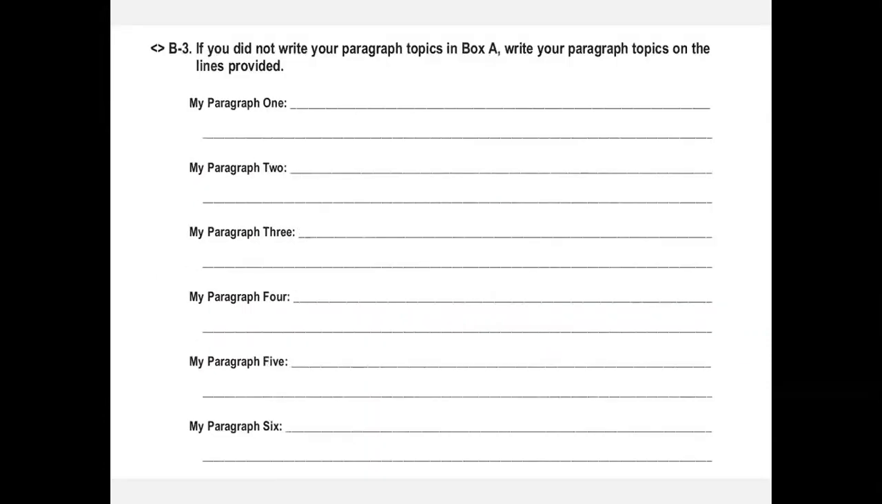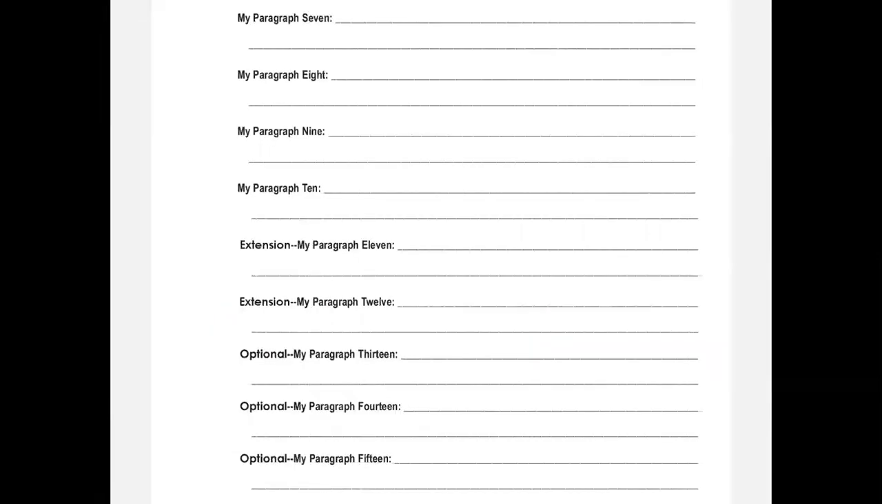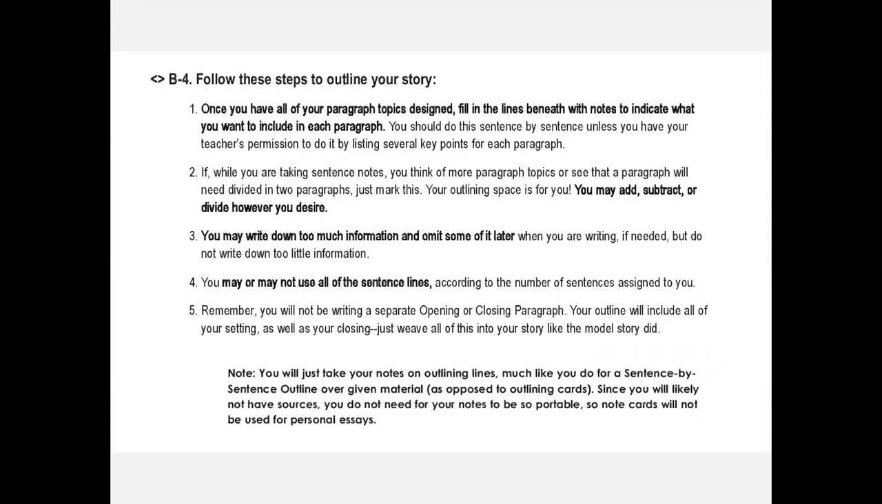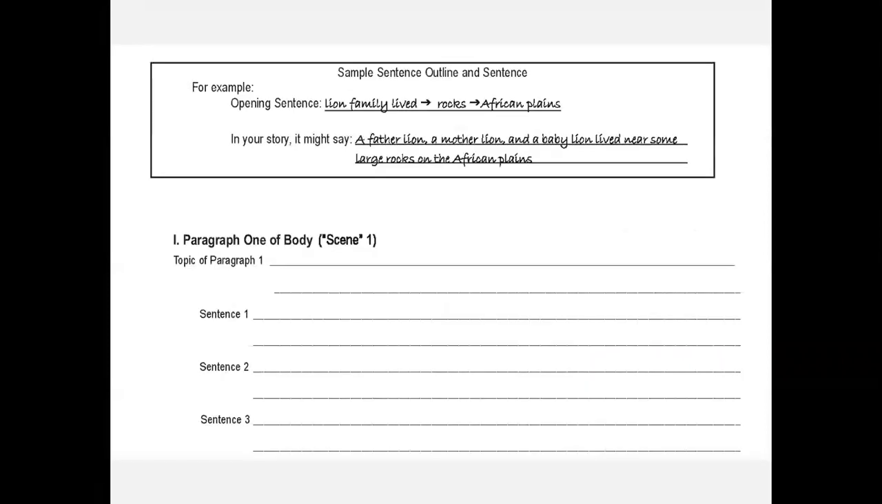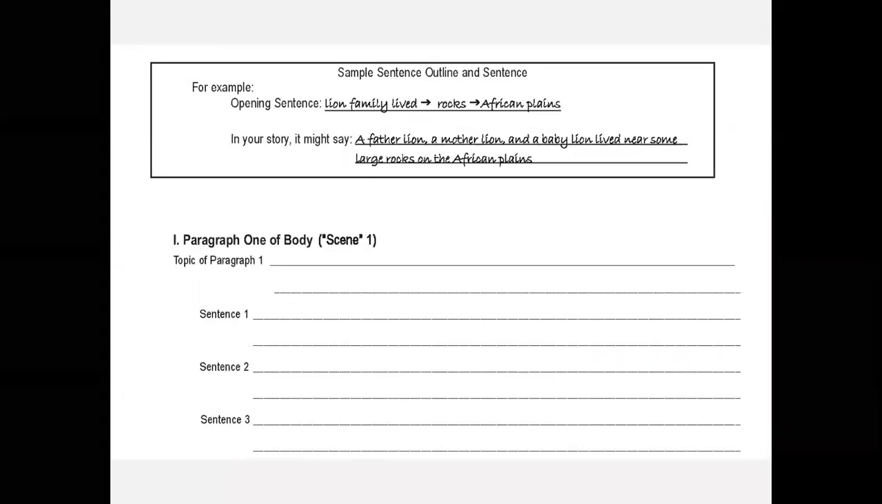So then they're going to put all of their paragraph / scene topics. I use that interchangeably when it comes to the twice told tales. They're going to put all of their topics right here together, their paragraph topic lines. And then they're ready to outline. So they're going to transfer those paragraph topics over here, and then they're going to do sentence 1, sentence 2, and they will create a sentence by sentence outline.